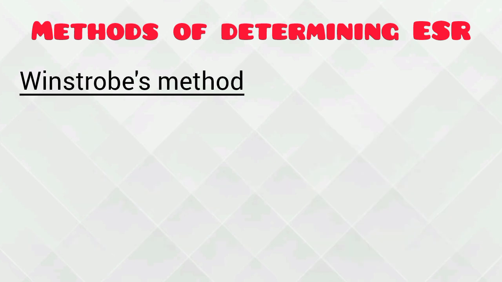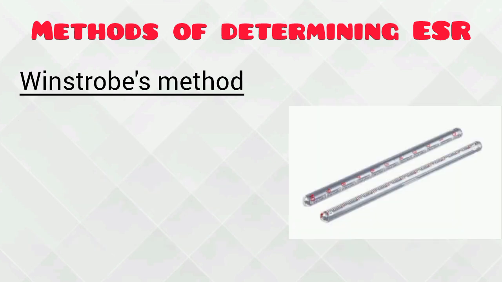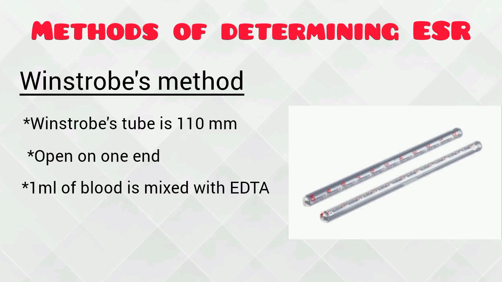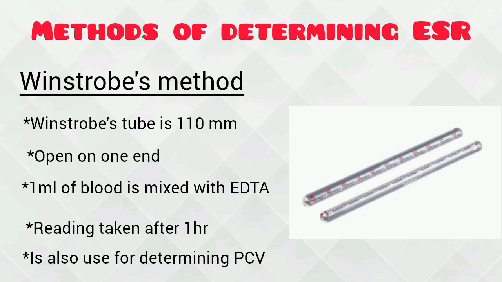The second method is by Wintrobe method. Wintrobe tube is a short tube which is about 110 mm long. It is open on only one end. About 1 ml of blood is mixed with the anticoagulant. The anticoagulant is usually EDTA. The blood is loaded in the tube up to the 0 mark and the tube is placed on the Wintrobe stand. And the reading is usually taken after 1 hour. Wintrobe tube is also used for determining packed cell volume.